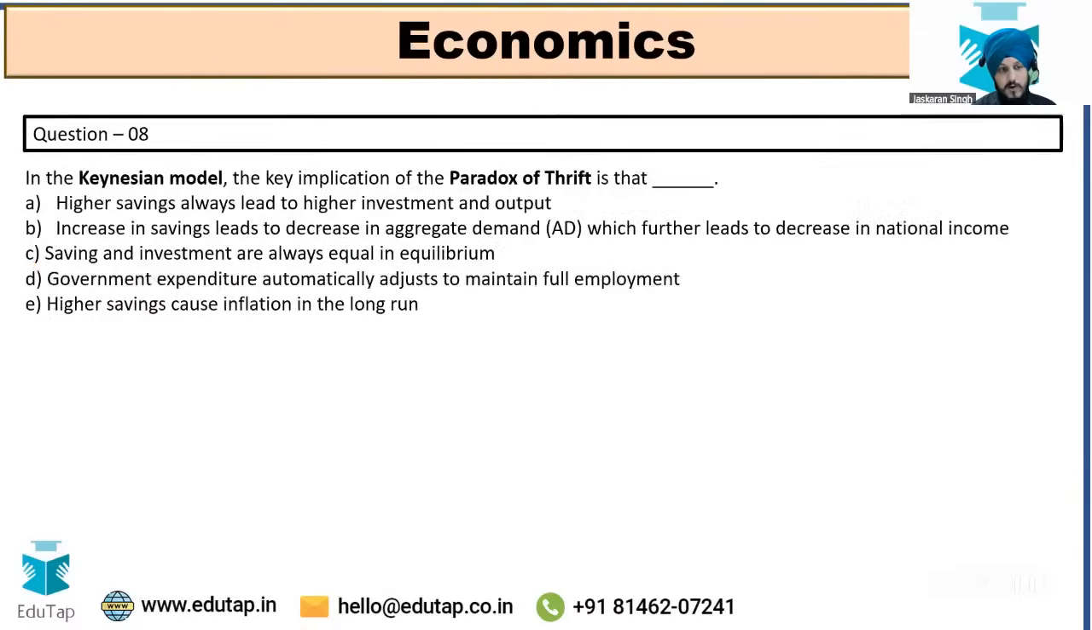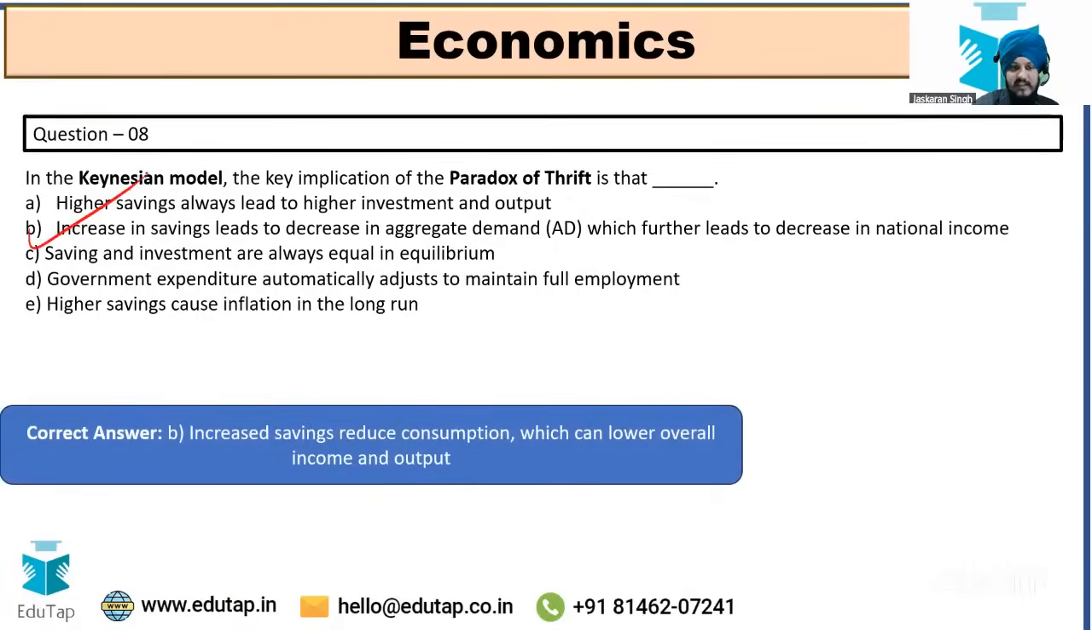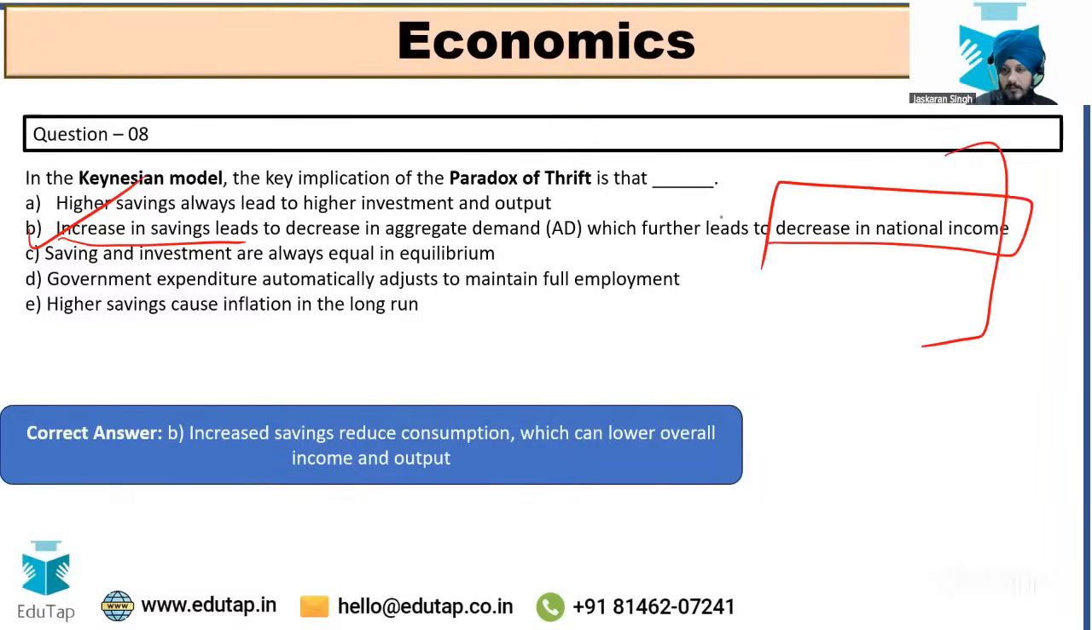Now the last question from economics: in the Keynesian model, the key impact of the paradox of thrift is that, right? The correct answer for this question was option B, increase in saving. We are not entering into the details because this itself is a detailed topic, so we won't talk much about it, but just see the answer for now. The paradox is that it leads to an increase in savings, which leads to a decrease in aggregate demand, which further leads to a decrease in national income, right? So B is going to be the correct answer to this question. I hope most of you have marked it correctly.